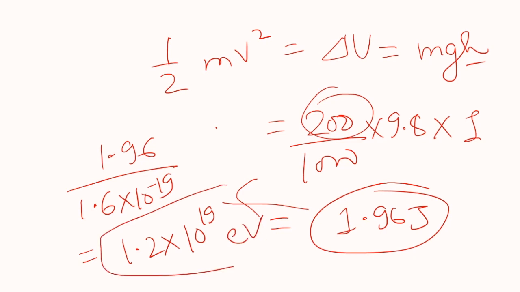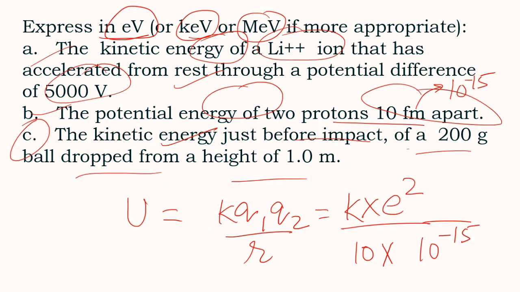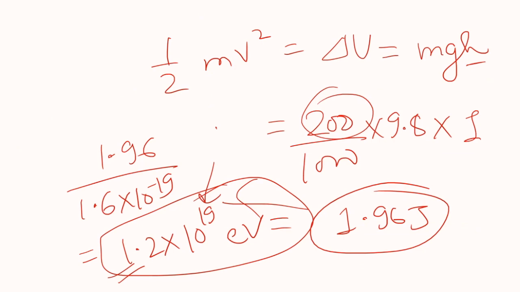Okay, so you can actually see the difference between the energies. The energy when you drop a ball is of the order of 10 to the power 19 electron volts. And when we talk about the potential energy between two protons, it's about kilo electron volts. So you can see the amount of difference between the energies. It's way more.